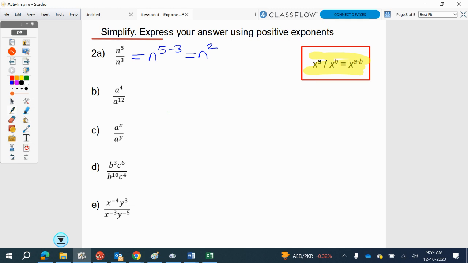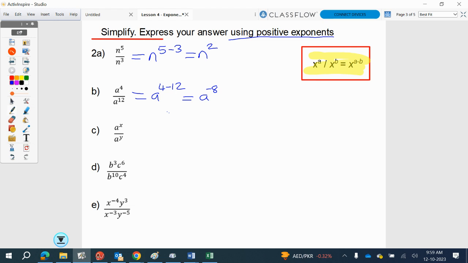Let's have a look at B. How are we going to do this? That's a 4 and that's a 12. How are we going to do this? a to the 4 minus 12. Good. What will that give us? Negative 8.